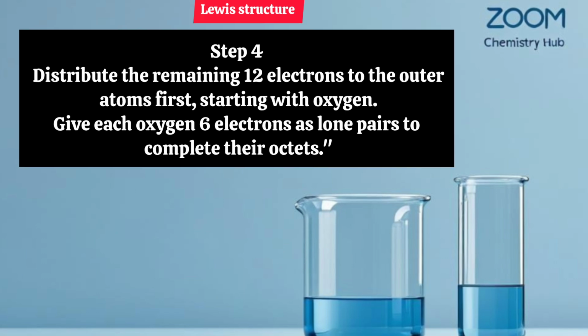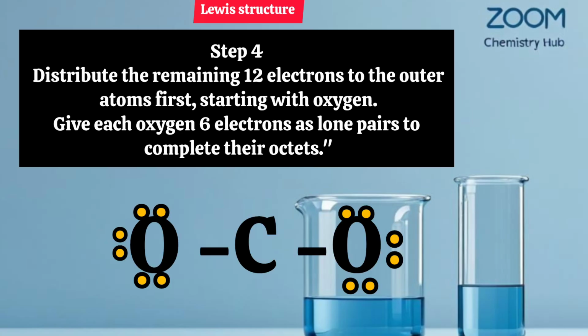Now in the fourth step we distribute the remaining electrons. So we distribute the remaining 12 electrons to the outer atoms first, starting with the oxygen, and give each oxygen 6 electrons as lone pairs to complete their octet. So each oxygen has 3 lone pairs of electrons on either side of the carbon atom. So the total number of electrons in these lone pairs is 12.